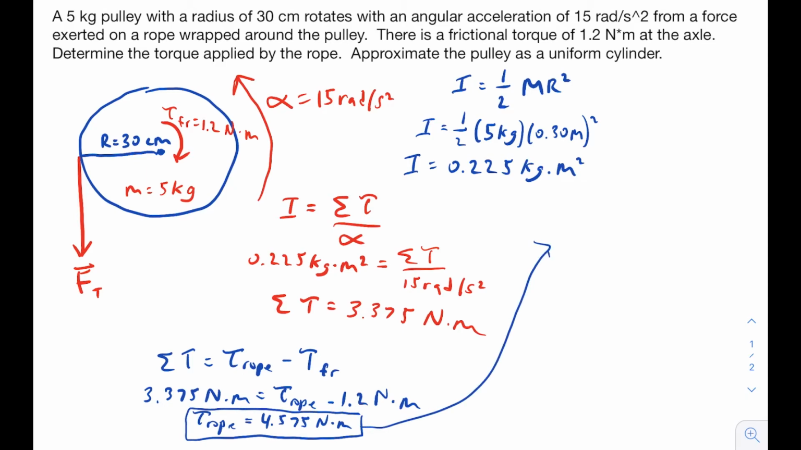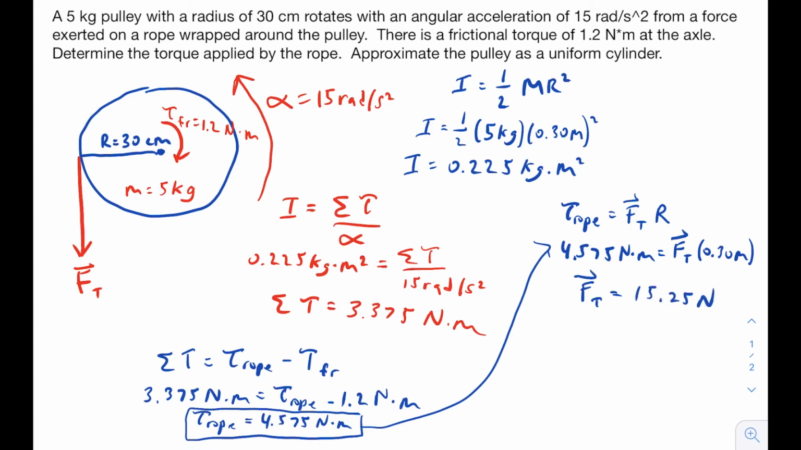Because we know that this torque will be equal to the force applied on the rope multiplied by the radius of the pulley, we can actually now find the force applied on the rope. Plugging in the torque applied by the rope and the radius of the pulley into the torque equation, we can find that the force applied on the rope is equal to 15.25 newtons. I've labeled this force as force T.